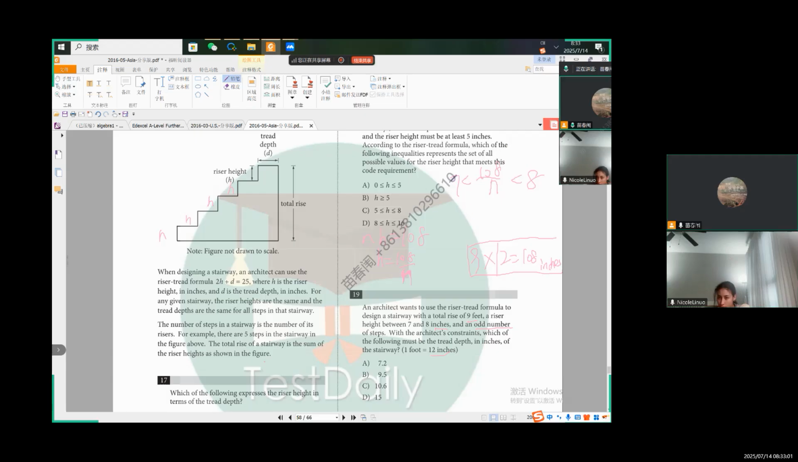And so this is the n, right? Yes. So how do you solve n? Like solve this inequality.